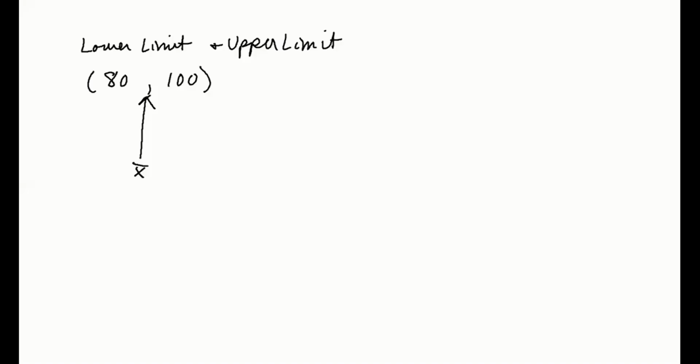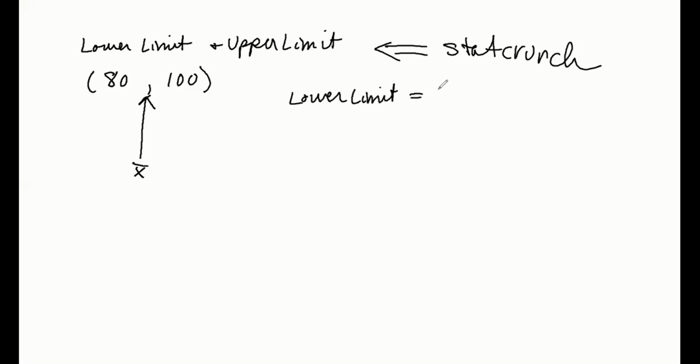Okay. So if you're given a confidence interval and they're given the lower limit and the upper limit, and that usually you get from StatCrunch, then X bar is in the middle and your lower limit, in this case 80, is going to be X bar minus the margin of error, and your upper limit is X bar plus the margin of error.